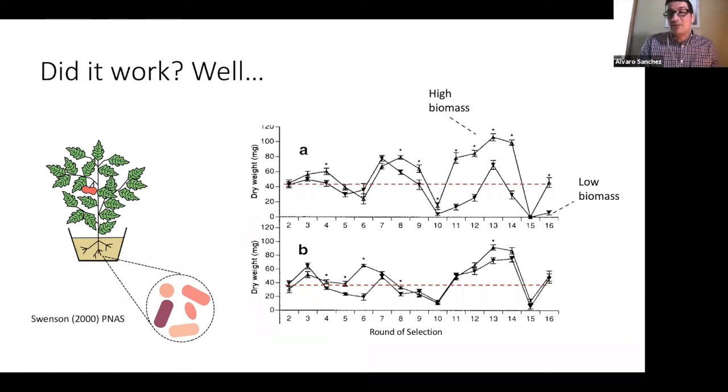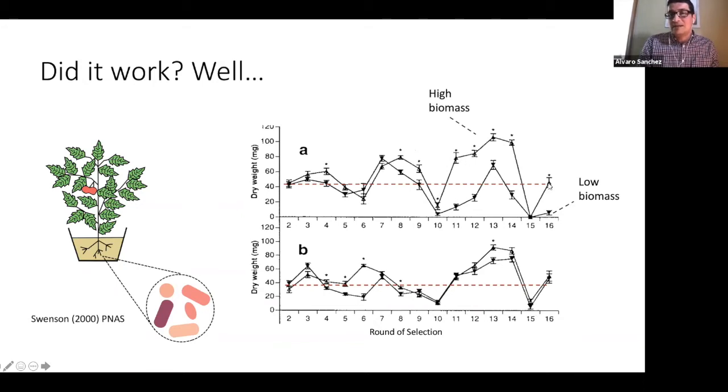In both cases, you see that the high biomass experiment gave a larger plant biomass than the lowest one. Here on the x-axis, I'm plotting the number of selection rounds they tried, and on the y-axis, they're plotting the weight of the plant, the phenotype they're selecting for. So there is clearly a relative difference, right?